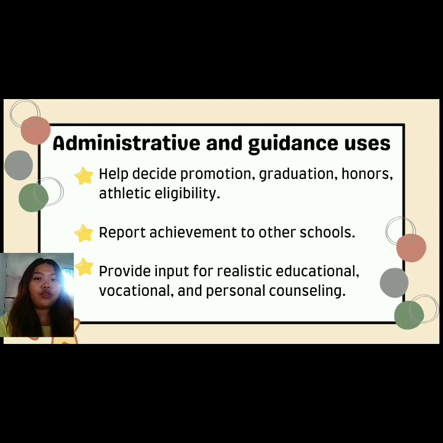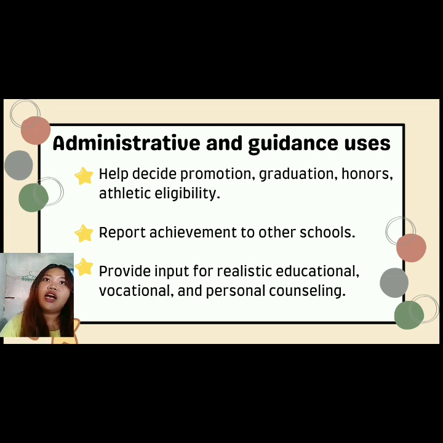Now let's proceed to the third function of grading and reporting system, which is administrative and guidance uses. The administrative and guidance uses purpose of grading and reporting system consists in helping to decide promotion, graduation, honors, and athletic eligibility. Of course, as we all know, students are doing their best to perform inside the class.